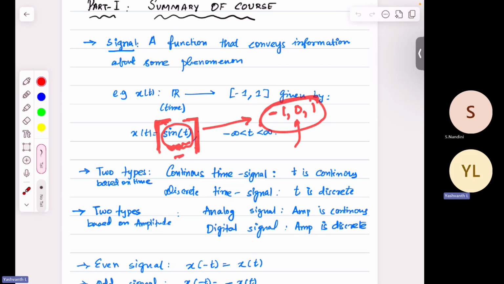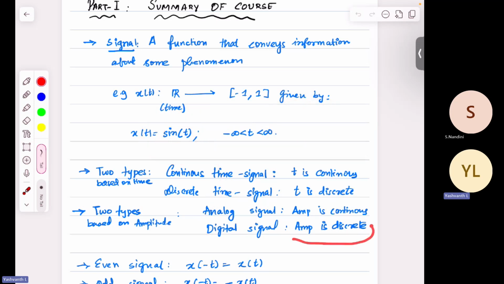Right, so that's because that means x of t can take only values between minus 1, 0, and 1. So x of t is equal to a ceil function of sine t is essentially a digital signal, because it cannot take any value. It can only take three values. So this is an example of amplitude being discrete in nature.